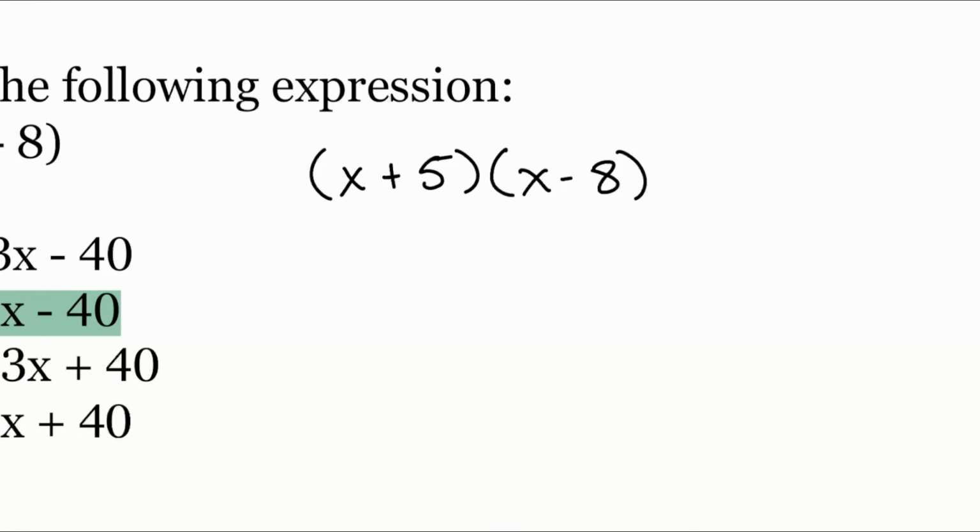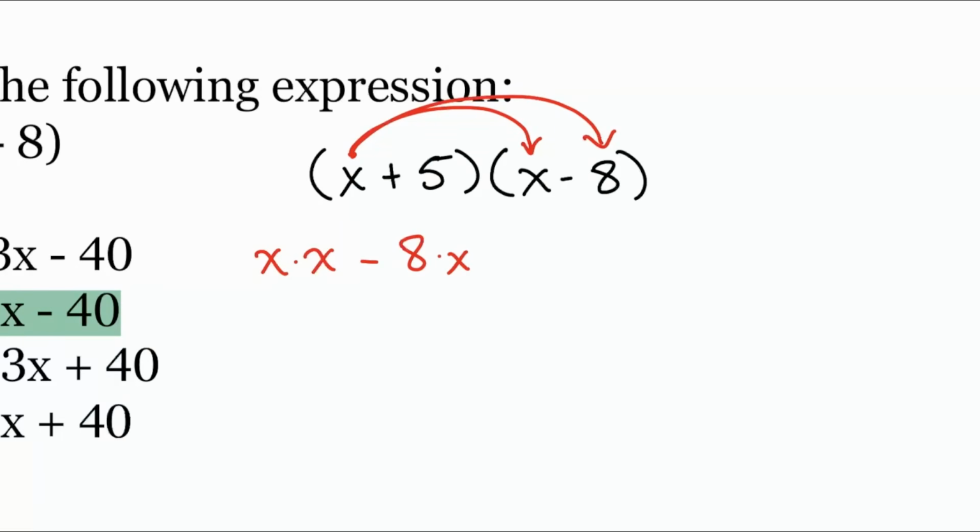So I'm going to begin with this x over here. I'm going to make sure that this x multiplies with this x, x times x. And I'm also going to make sure that that same x multiplies with the negative 8. So that'll be minus 8 times x.